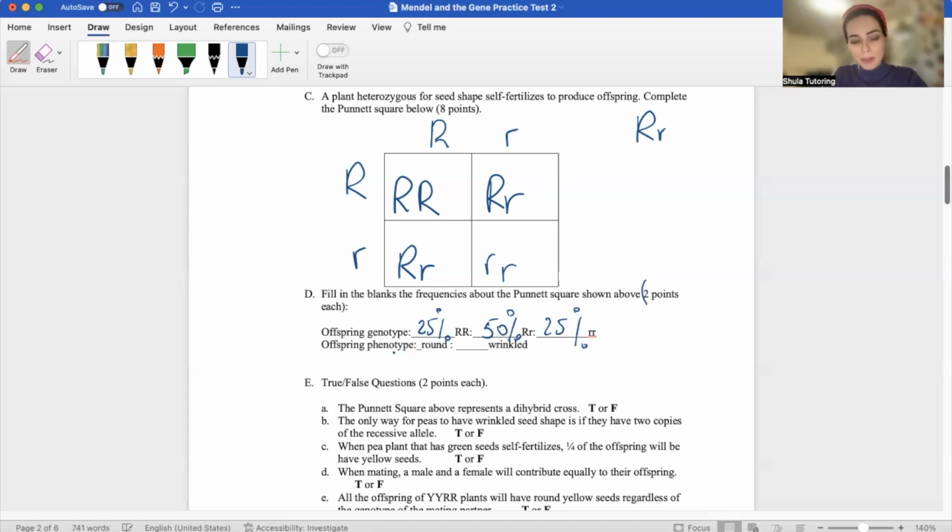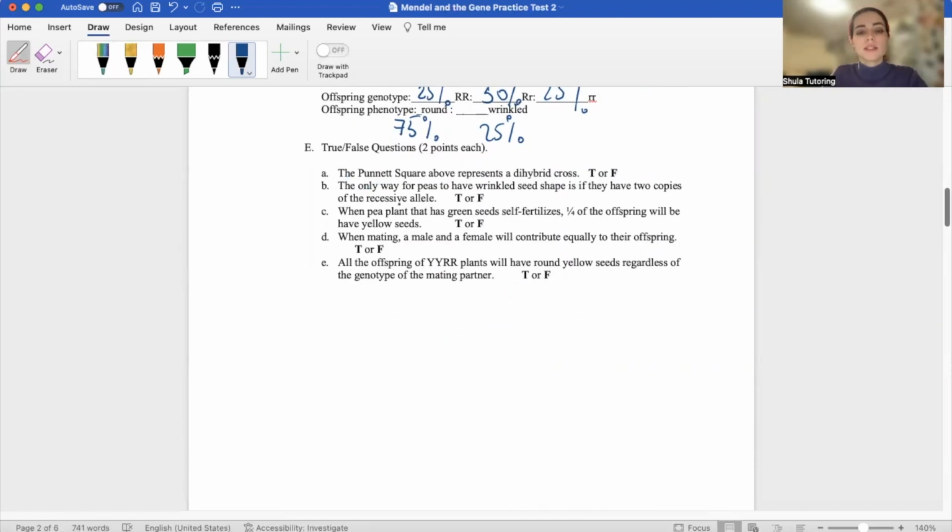Offspring phenotype for the round phenotype: it's anybody who has at least one copy of the dominant allele. So that's heterozygous and homozygous dominant genotypes. So that's 1, 2, 3, so 75%. You would need more space here. And then wrinkled, that's just 25% because you can only have wrinkled seeds if they have 2 copies of the recessive allele. So let's continue to our true or false questions.